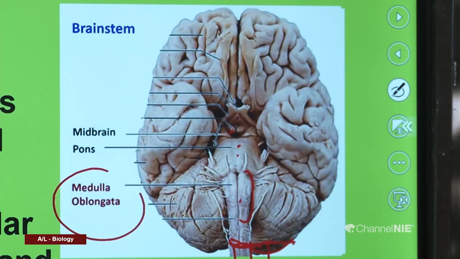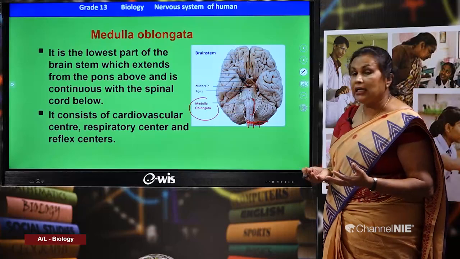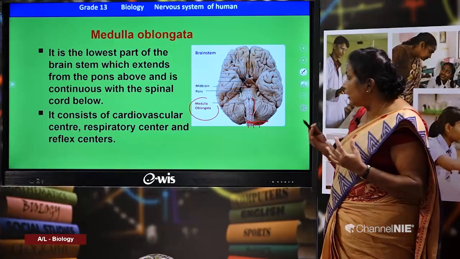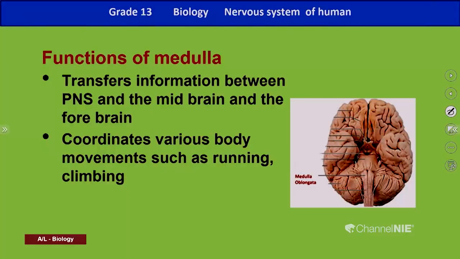It is a very important structure, the medulla oblongata. It contains very important centers, which we call the cardiovascular center, respiratory center, and reflex centers. It's a very important region of the brain. Functions of the medulla.